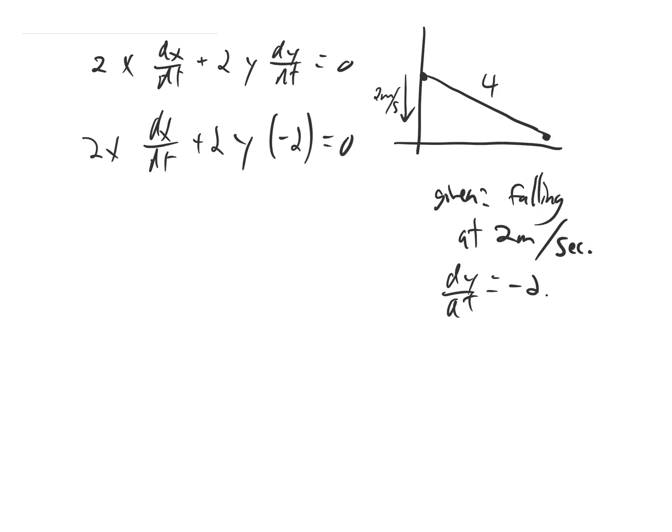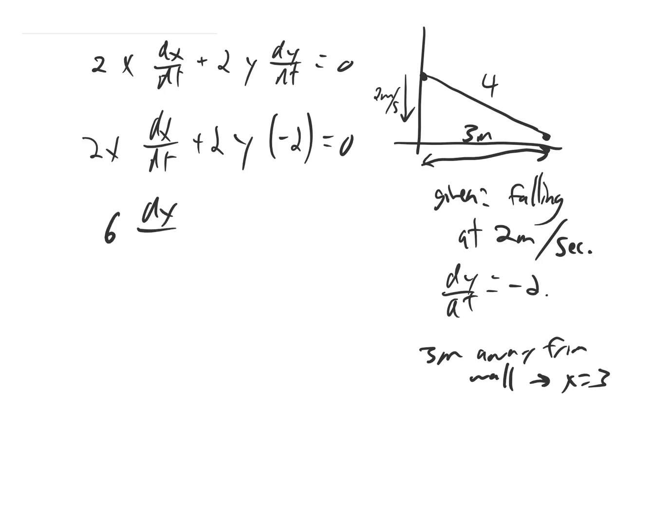It also asks how fast this is moving when it reaches 3 meters away from the wall. That tells us that x equals 3. So now we've got 6 dx/dt minus 4y equals 0. Now dx/dt is what we want to find, and in order to solve for that, we need y.